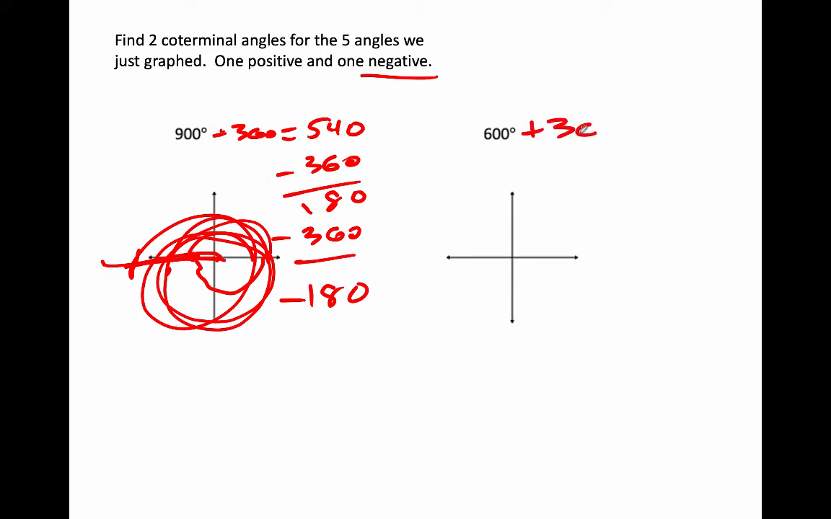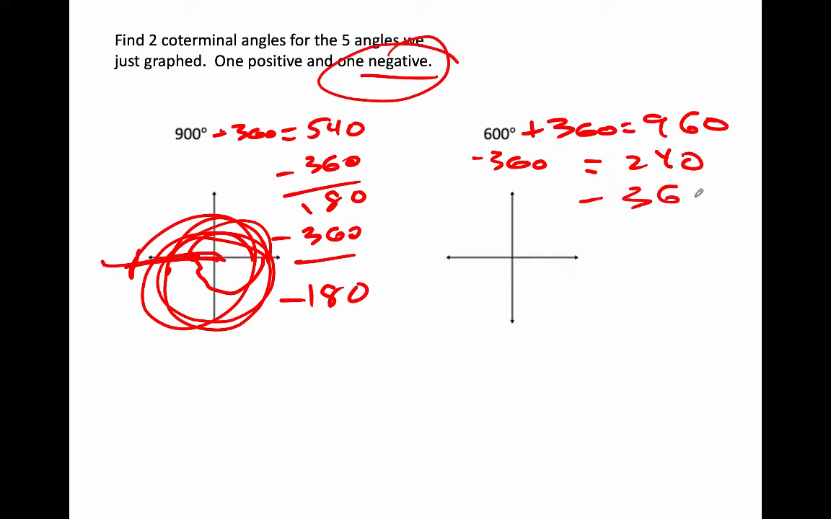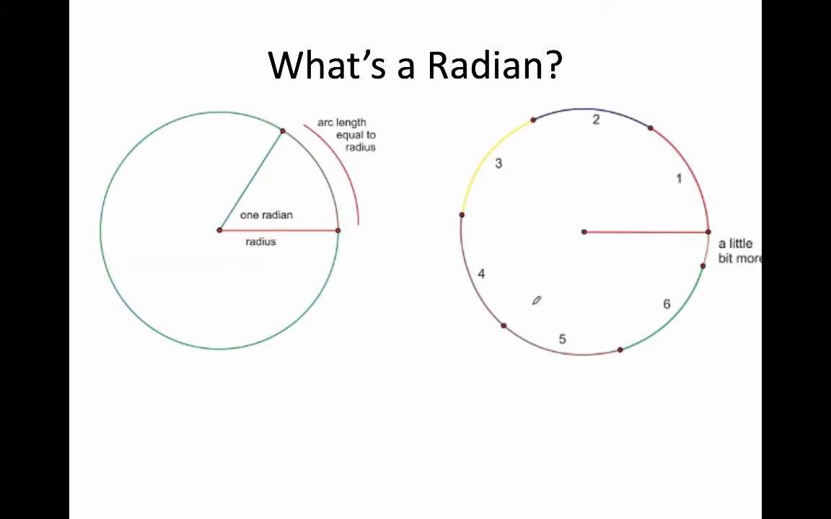600, I can go plus 360 is 960. I can go minus 360, must be 240. And if I need to get a negative, I just go backwards another, go back again, negative 120. So negative 120 stops right there. That's the same as positive 240 and negative 120. They stop in the same spot. More than one way to get to where you want to go.